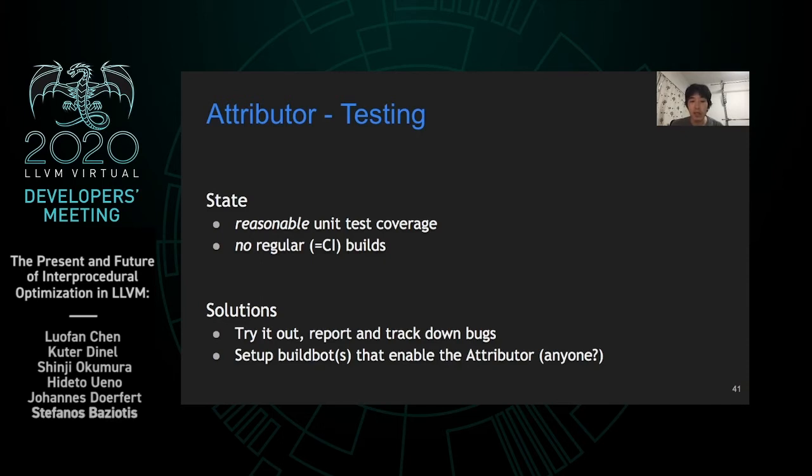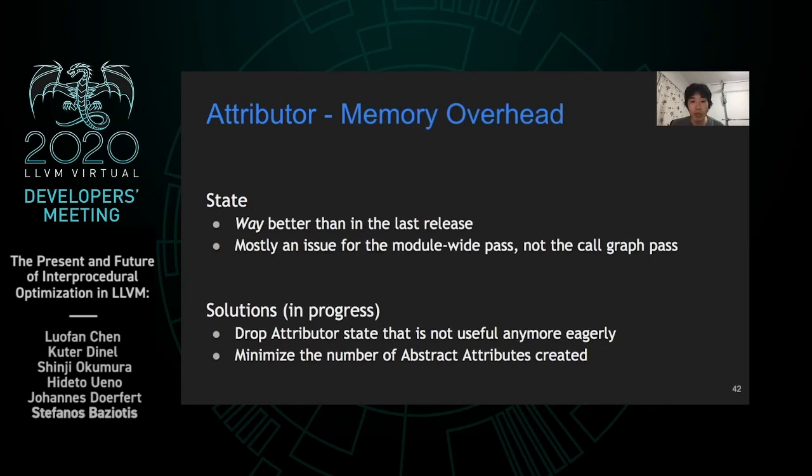Another concern is memory overhead. We have worked on reducing memory overhead, and it has improved, but we have to improve more. We are now working on dropping states which are not useful anymore in the middle of the deduction, or creating abstract attributes only when it's really necessary.